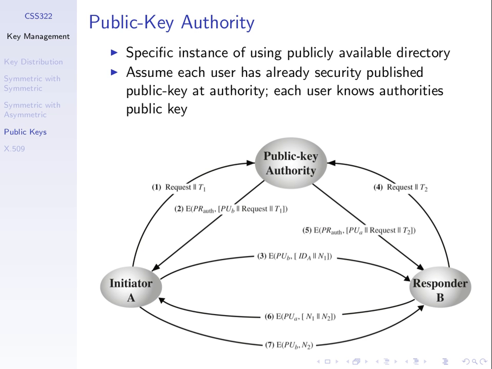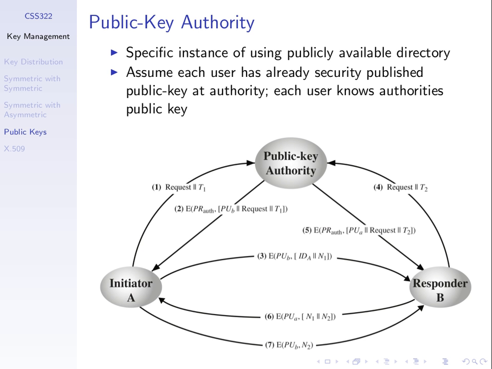The objective here is that A and B learn each other's public key. So currently the authority has the public key of A and B. The end result is that B should have A's public key and A should have B's public key, and be sure that it's that person's public key, not someone else's.